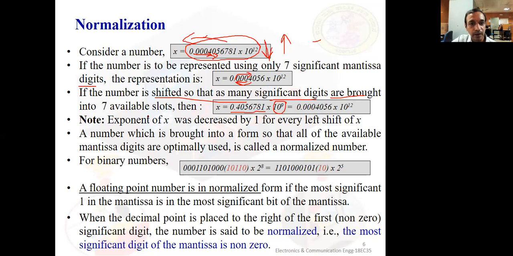The exponent is decreased by 1 for every shift in one direction, and incremented for every shift in the other, please remember that. One more important thing: a number which is brought into a form so that all the available mantissa digits are optimally used is called a normalized number. So we'll look into what is known as normalization of numbers. This is also not x, this is actually multiplication.